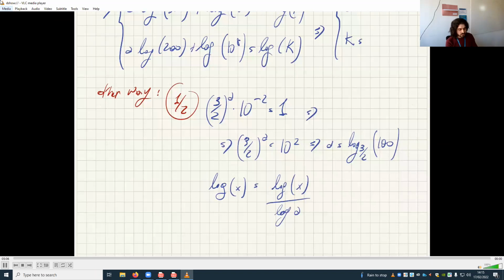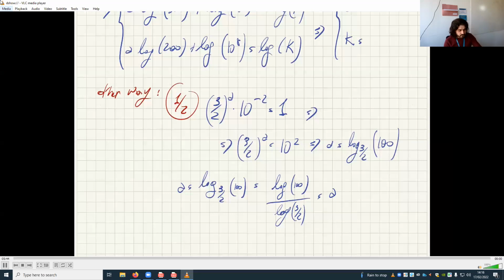So log of, in this case, that's the log 3/2 in this example here of A is equal to log of A divided by log of 3. Okay. And so you can find A, and this is equal to A. Sorry, this is 100. This is 100, and this is equal to A.